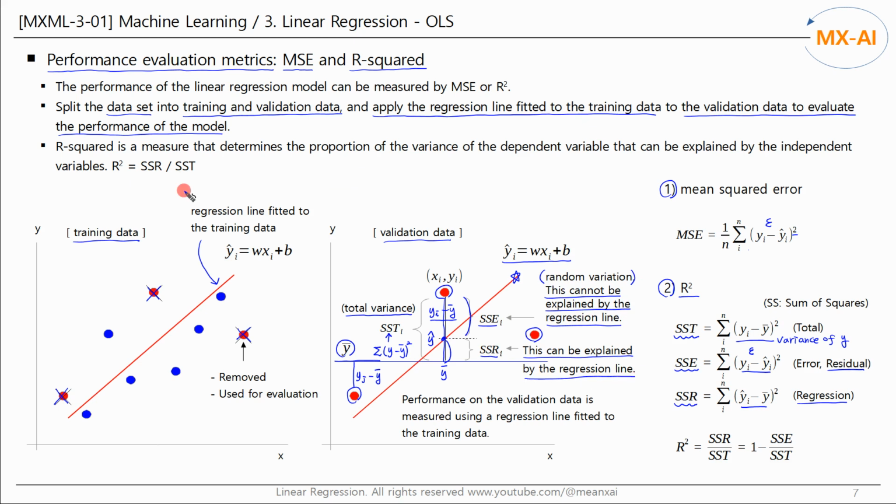The R-squared measure is the proportion of the variance of the dependent variable that can be explained by the independent variables. That is, how much variance can be explained by the regression line. This is the SSR in the example below. R-squared can then be defined as the ratio of SSR to SST. Also, because SST equals SSR plus SSE, R-squared can be defined as follows. R-squared is a widely used method to evaluate the performance of linear regression.